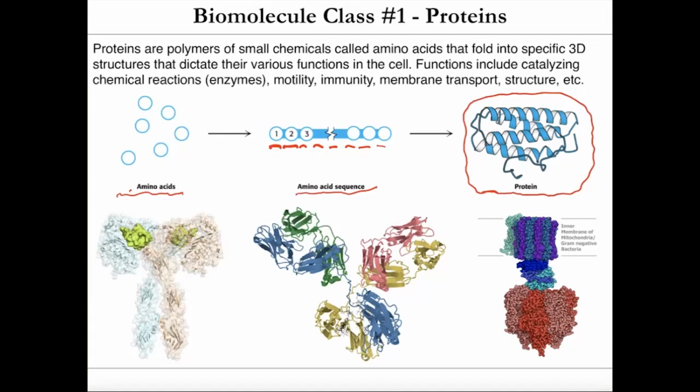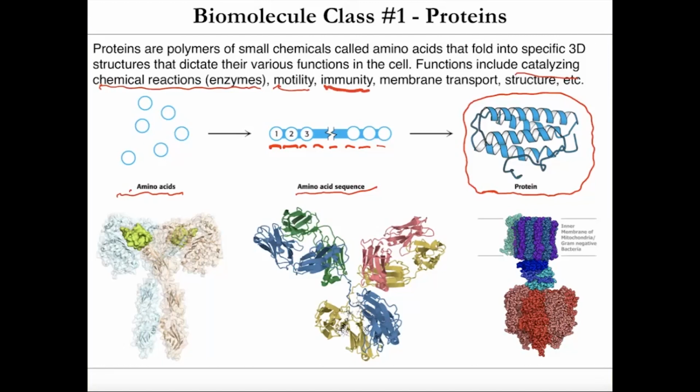Proteins do all sorts of different jobs in your cell. One really important one is catalyzing chemical reactions. Those are called enzymes. Enzymes can take one chemical or two chemicals and combine them or just change the chemical around in different ways. Also, motility is important. Your muscles are made basically entirely of proteins, and if you think of a bacteria, the flagella that allows it to move around is made out of proteins. Immunity.